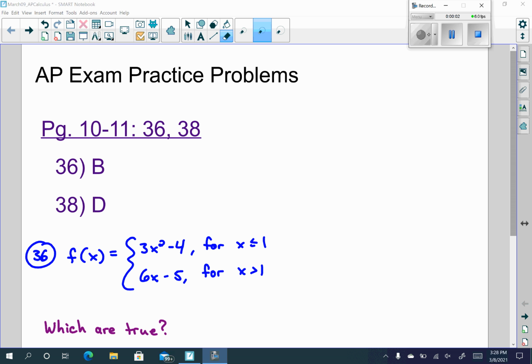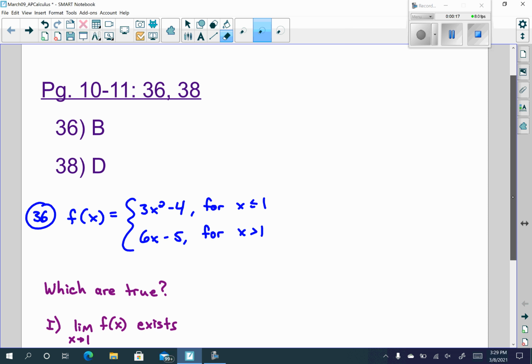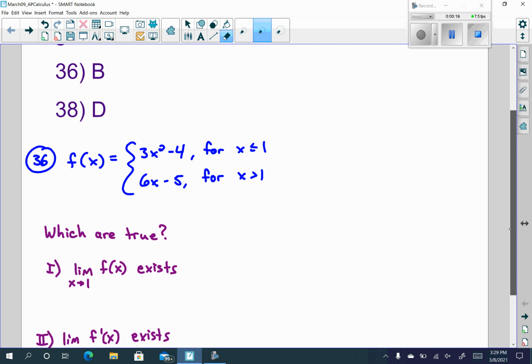Hello everyone. The majority of today's lesson will be spent going over AP practice problems that I assigned last week. So the first two we're going to start with, these were assigned on Wednesday. So go ahead, take a look. These are pages 10 and 11, problems 36 and 38. If you got these right, great job.